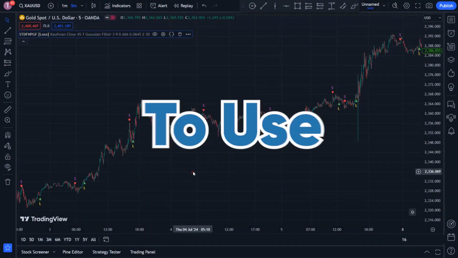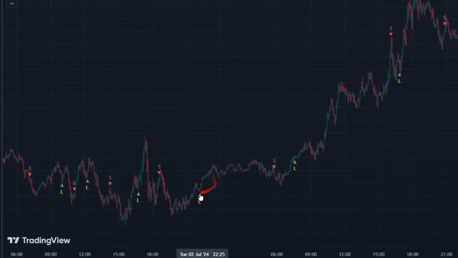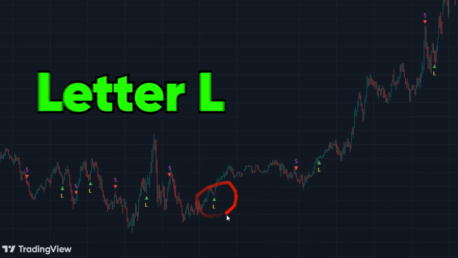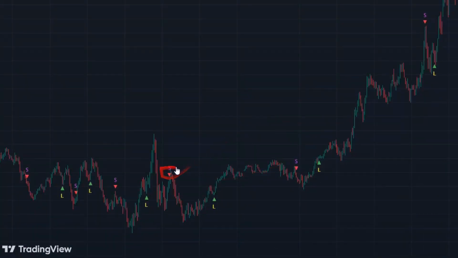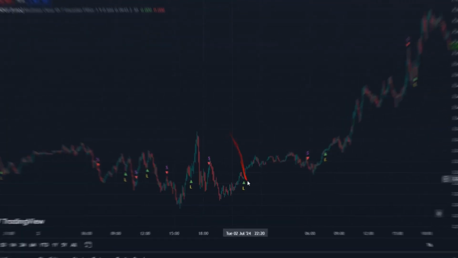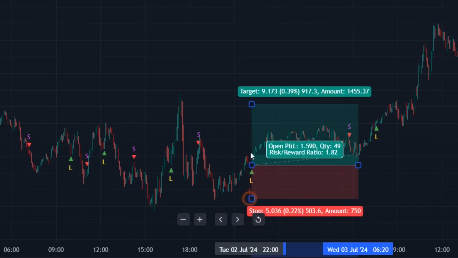You should know how to use the indicator. This indicator is designed to make trading easier for us by using the signals it generates. Whenever you see signals with the letter L, you can enter a buy trade and make good profits. And when you see signals with the letter S, you can enter a sell trade and make good profits as well. Here you can see that if we risk $100 with the help of this signal, how much profit we could make in our trade.